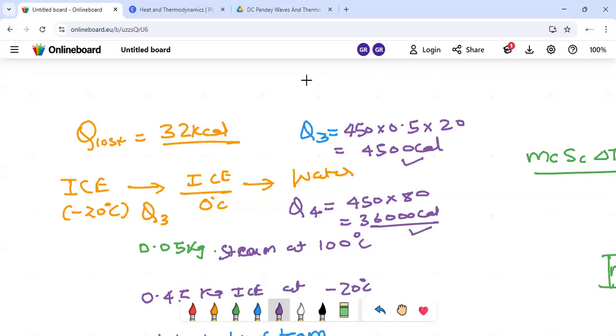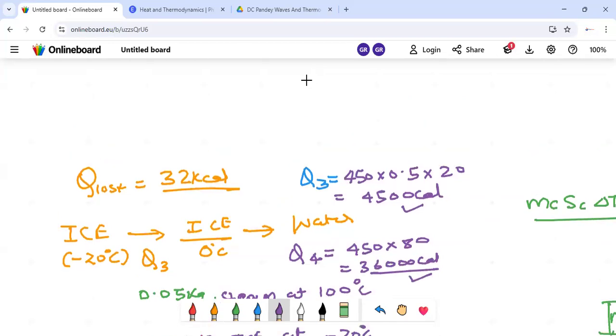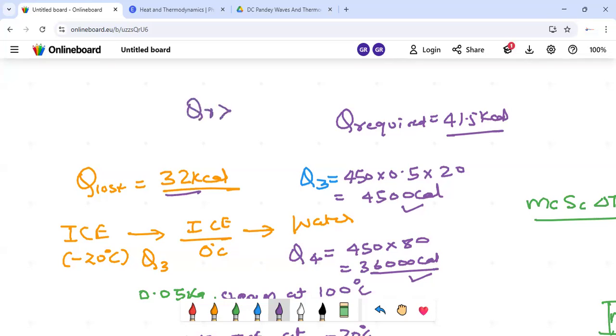It is quite evident that to melt completely, the required amount of heat is 36 and 4.5, so that will make it 41.5 kilocalorie. And how much can the steam give? It can give only 32. So there is a deficit. Q required is more than Q lost or Q available.